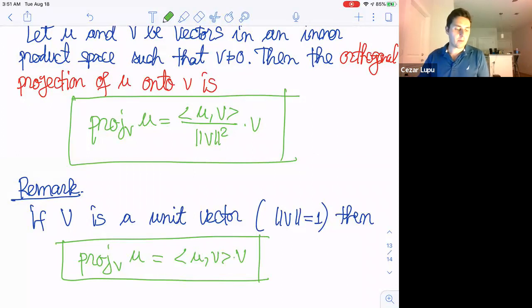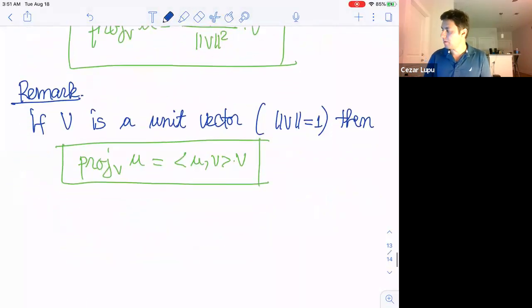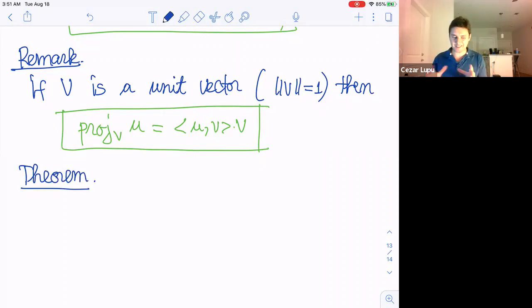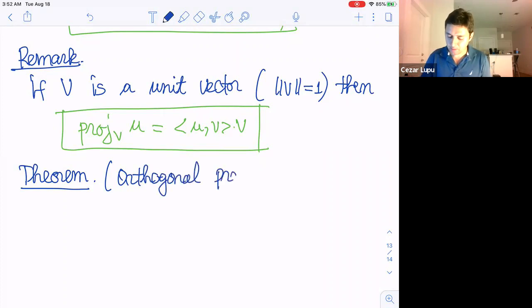Okay, and now there is one last thing that I would like to talk about. Maybe an example, and then I'll stop here. I want to talk about the following theorem. The following theorem will address the following issue. We want to see how the orthogonal projection and the distance are related to each other. So this will involve the orthogonal projection and the distance.